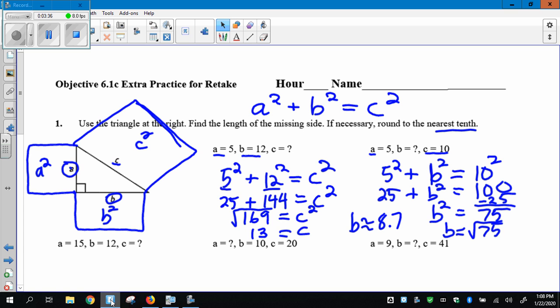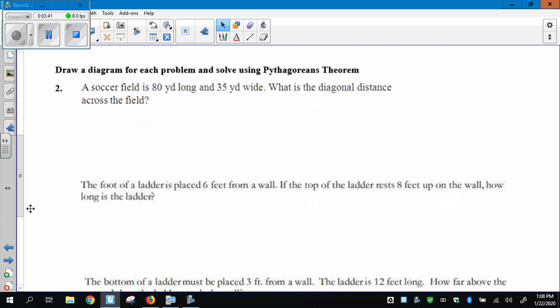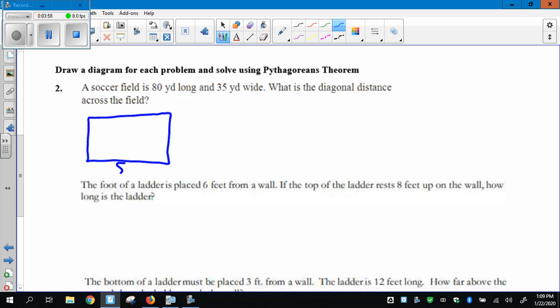All right. Let's move on down to a word problem. What you're going to have to do on these is actually make the triangle yourself and then figure out which side you're looking for. It says a soccer field is 80 yards long and 35 yards wide. So I'm just going to make a quick diagram here. We want to know the diagonal distance. That would be the distance across like that. So this is actually a c that we're looking for, the longest side. This is my right angle.